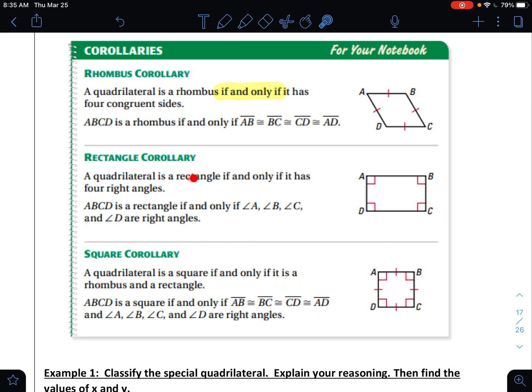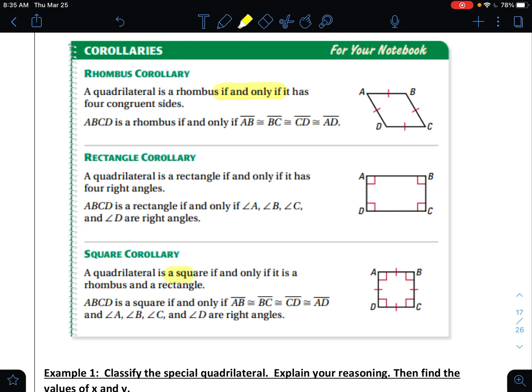Okay, same thing on rectangles. We have a corollary: a quadrilateral is a rectangle if and only if it has four right angles. So look at this shape here. If I see a four-sided shape with four right angles, I can conclude it's a rectangle. I don't have to prove it's a parallelogram first. I can go straight from quadrilateral to rectangle.